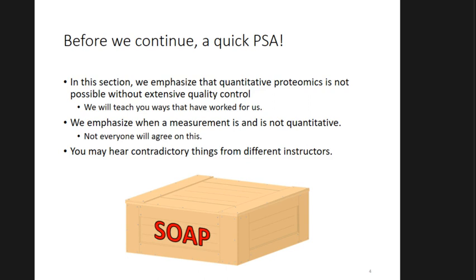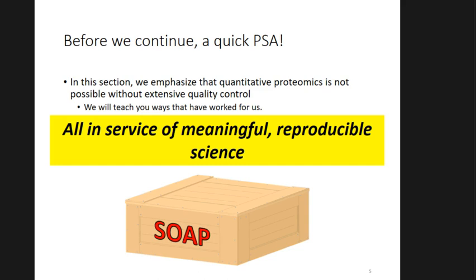So you may hear contradictory things from either us 3 instructors at this class here, or if you go out to your own lab, maybe your boss will be like, yeah, I don't like to do my calibration and validation that way. It is up to you as an independent researcher, an independent scientist, to decide what you need to do so that it is all in service of meaningful and reproducible science.